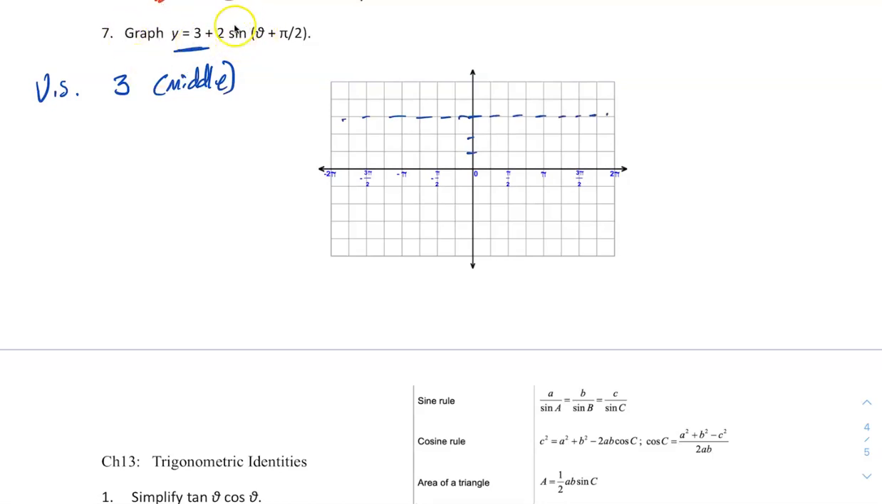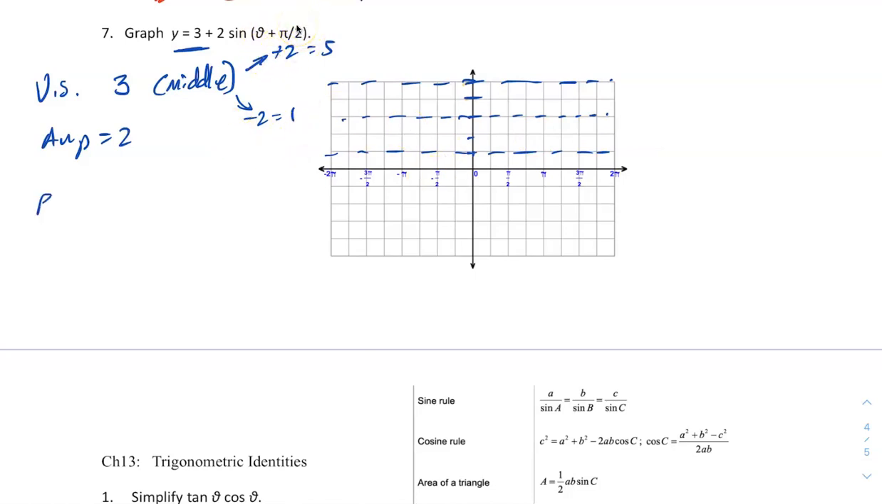And then let's look at the amp in the same direction, right? My amp is 2. So that means that from my middle, I can only go 2 up, which will give me 5. I could go 2 down, which will give me 1. So my highest I can go is 5. The lowest I could go is down to 1. So that's the highest and lowest my graph's gonna go. So go up to here, go back down again. But now I gotta talk about the phase shift.